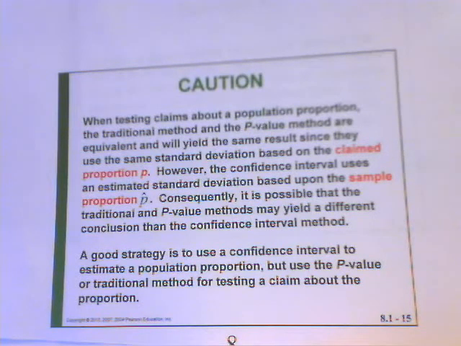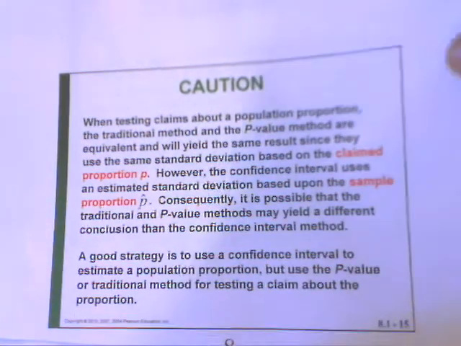So a good strategy then is to only use the confidence interval to estimate a population proportion. But if you're testing a claim about a proportion, it's best to use the p-value or the traditional method. So in this video, we're only going to be dealing with the p-value approach and the traditional method when we're testing a claim about a proportion.